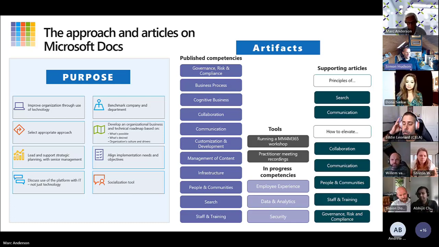They cover things like collaboration and content management, which will be very familiar to people in the Microsoft world, and perhaps some things which are a bit more current thinking around things like people and communities and staffing and training, that touch on the things Microsoft are doing around, say, Viva at the moment. We've got a bunch of stuff around governance, risk and compliance. We've relatively recently published the cognitive business competency, which is really about thinking about how AI and machine learning should be adopted within organizations and things like responsible AI and what mature capabilities in that space look like.